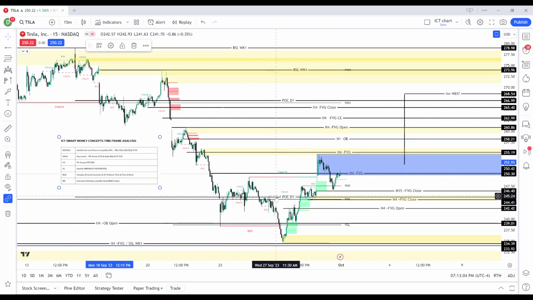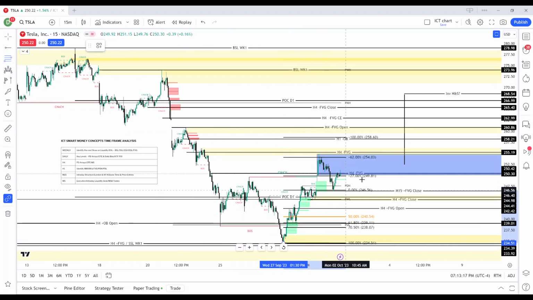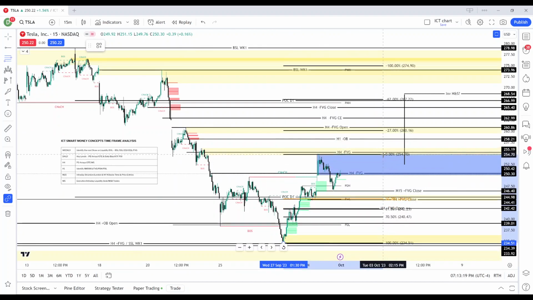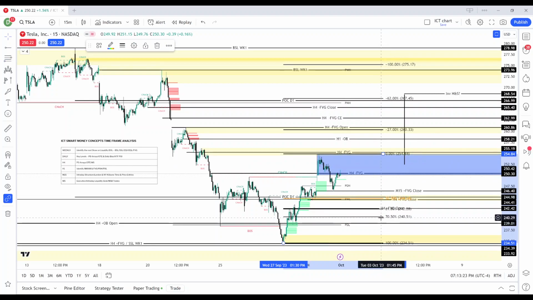Similar things. We have a change of character here. We have a bullish change of character here. Okay, again, we're still looking for that trade back to, and I'll leave it up here so we can see on the other time frames, but we are looking for that trade back down ultimately into this optimal trade entry.